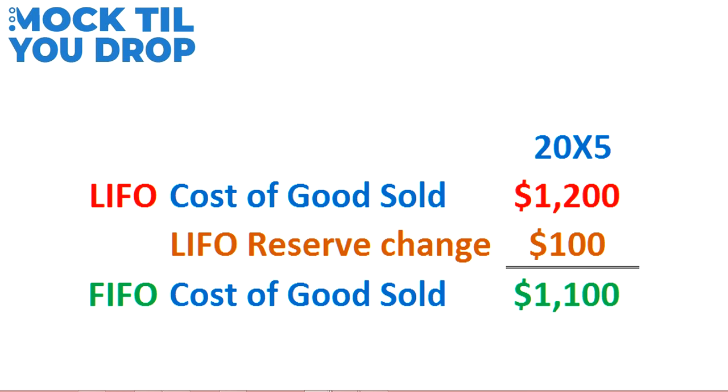Now, you might be asking yourself, what if the LIFO reserves decreased from the 4th to the 5th year? In our previous example, it increased from $300 to $400, which gave us this $100 difference. But if we're not given the cost of goods sold under FIFO, how will we know whether to add or subtract this difference? Well, on the next slide, I'm going to show you a table that will help you think about this more intuitively as it pertains to the example in this video. I think this is really going to help you determine when to add or subtract these amounts when converting from LIFO to FIFO.